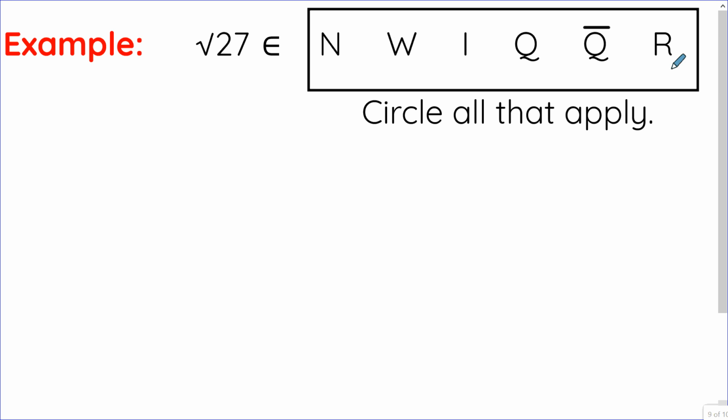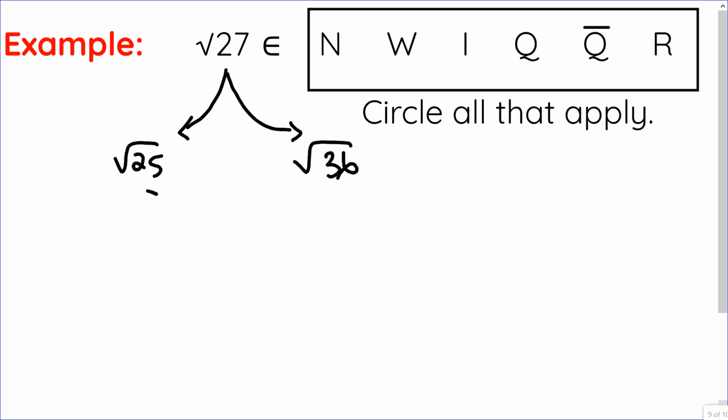Okay, last example here, let's do the square root of 27. So we did a video all about estimating square roots, and I know that is not a perfect square. That is in between the square root of 25 and the square root of 36, which means that number is in between 5 and 6, much closer to 25, so much closer to 5.